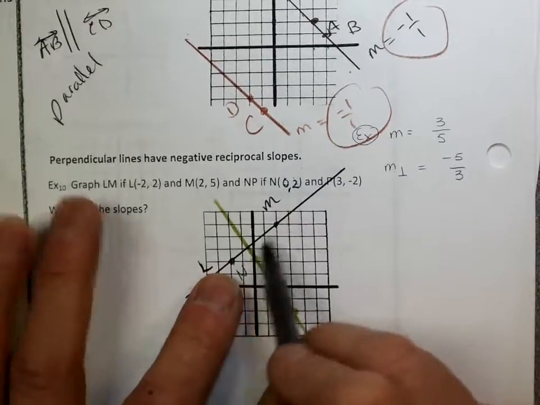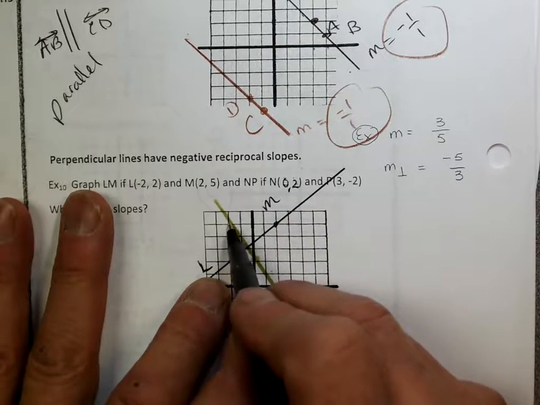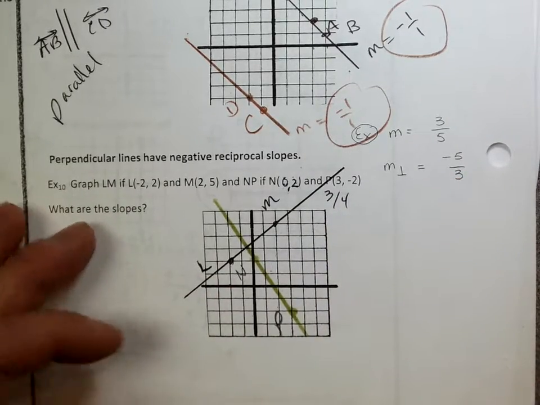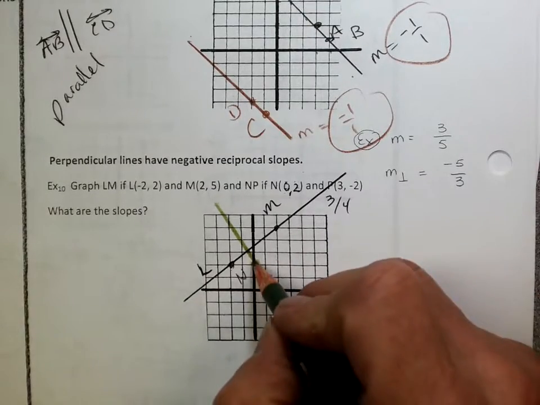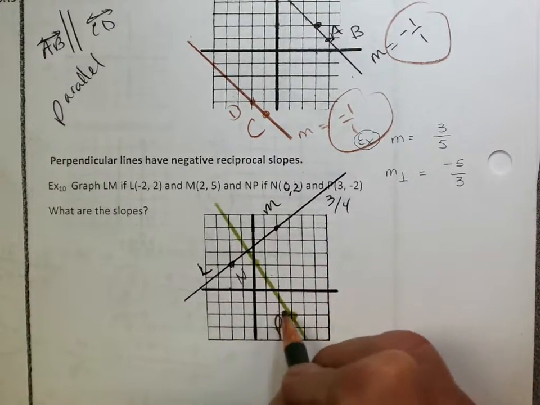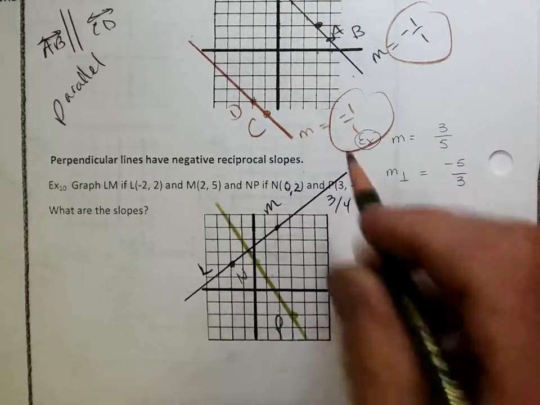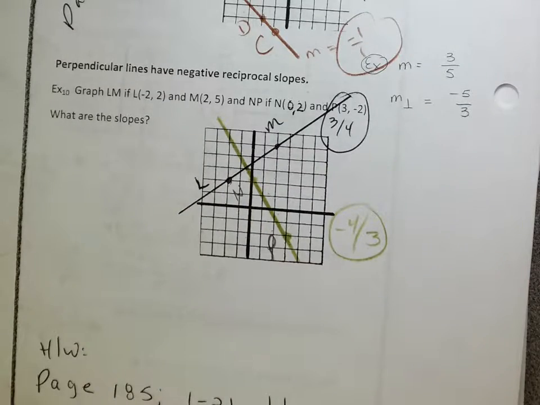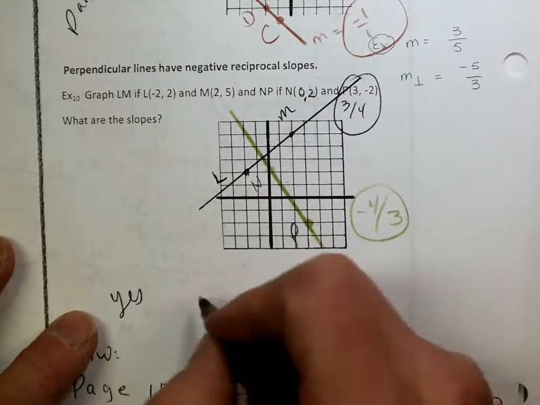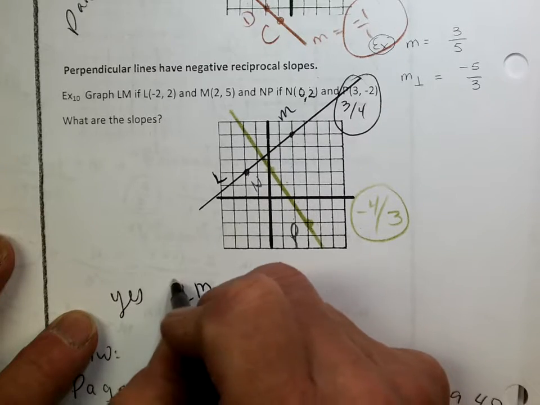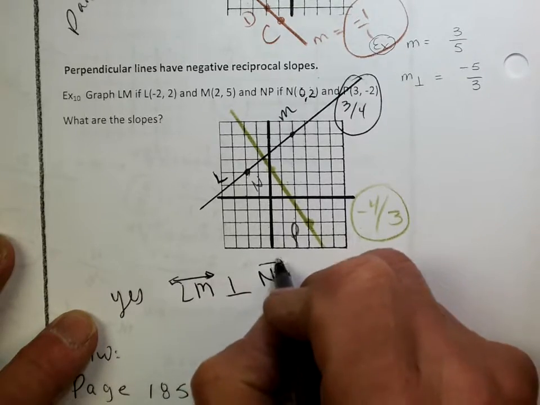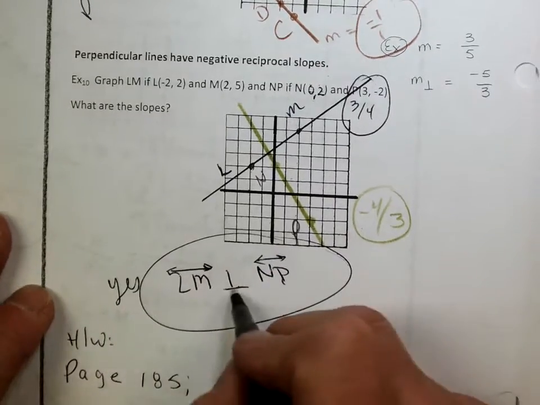So let's see. The slope of LM, up 1, 2, 3 over 1, 2, 3, 4. So it's up 3 over 4, right? Let's see. What's the slope of NP? It's going to be down 1, 2, 3, 4, over 1, 2, 3. It's down 4 over 3. If I compare these slopes, are they opposite of each other? Yeah. So they're negative reciprocals of each other, so these must be perpendicular. So we're going to say yes. We know that LM is perpendicular to NP. How's that? And that's my little symbol for perpendicular right there, okay?